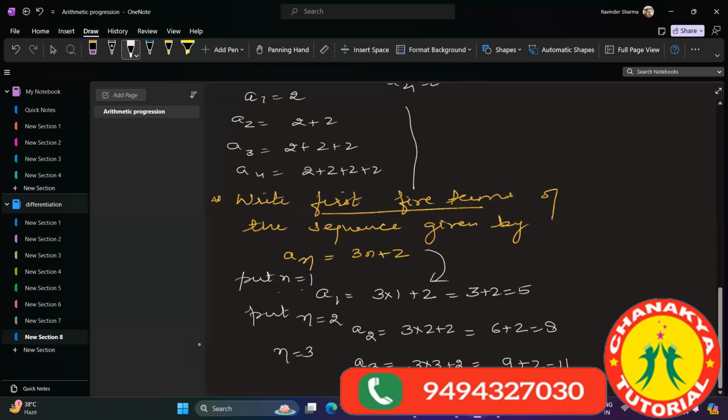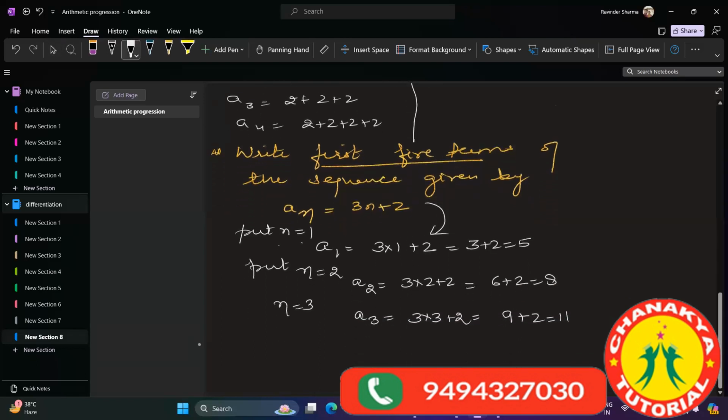Now in the same way, you will put n is equal to 4. So the fourth term will be 3 into 4 plus 2. Then 12 plus 2, 14. So n is equal to 5. Then the fifth term will be 3 into 5 plus 2. So it will be 15 plus 2, 17.